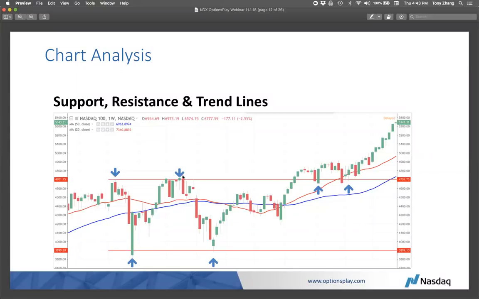And every time it hit that ceiling, it bounced off. When it hit the floor, it bounced higher. Until effectively it finally broke above that ceiling. And once a ceiling is broken or resistance is broken, it becomes support. So as you can see, once we broke above 4,700, it came back down, bounced off of that floor, bounced off, it came back down to that floor again and bounced higher.